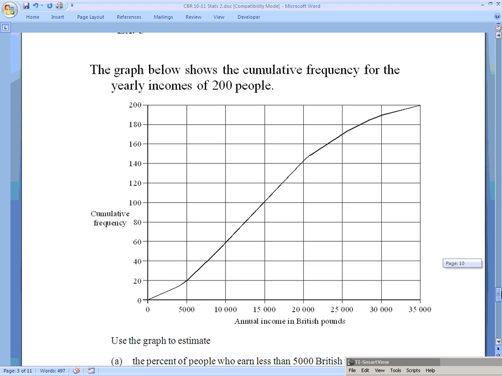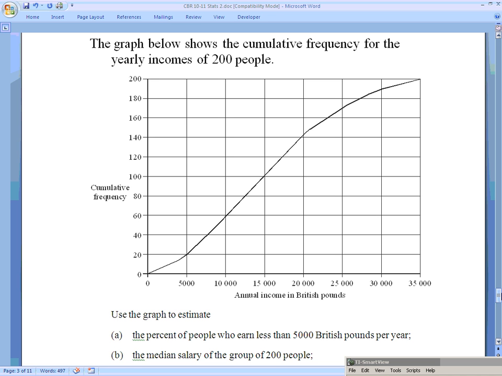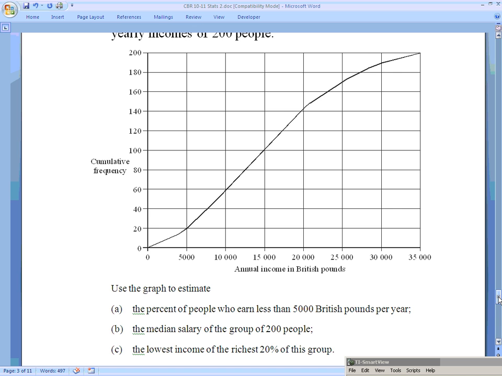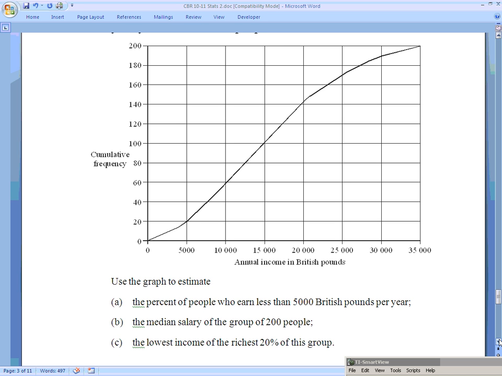So I have what is known as a cumulative frequency graph here. It says the graph below shows the cumulative frequency of yearly incomes for 200 people. I'm going to scroll just a little bit so I can see all my questions there. So let's just talk about the graph for a second. 20 people, 40 people, 60, so on and so forth, all these different values here represent how many people are involved in the study. There were clearly 200 people because that's where my graph ends.